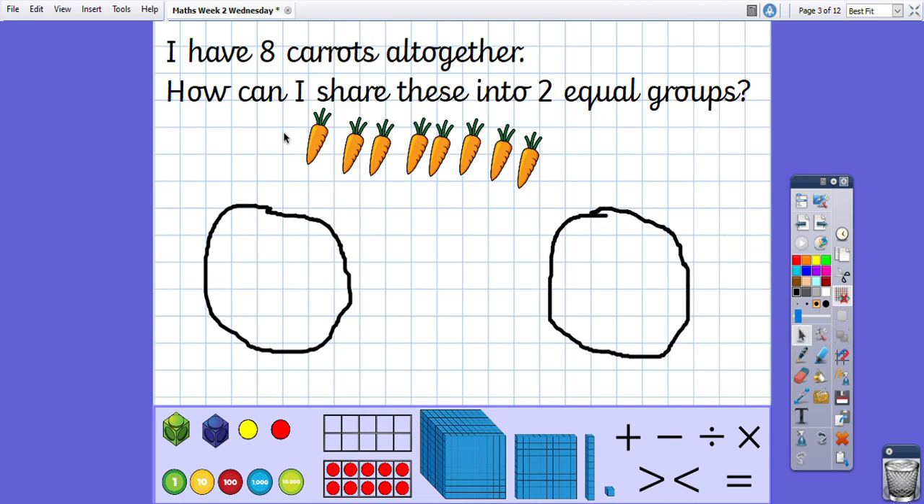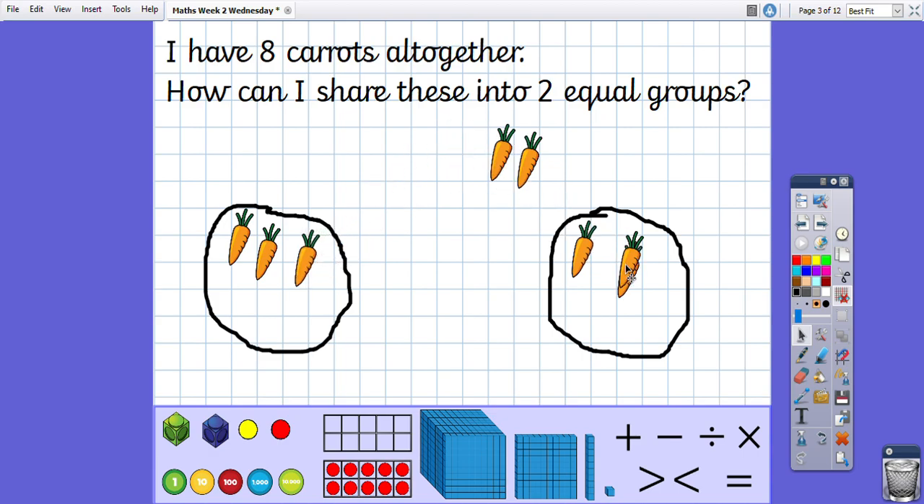And I do it one at a time. Just like this. Like that. Sharing them between my 2 groups. And then I like to just double check to make sure that they're equal. 1, 2, 3, 4. 1, 2, 3, 4. They are equal because they have the same amount of carrots in each group.